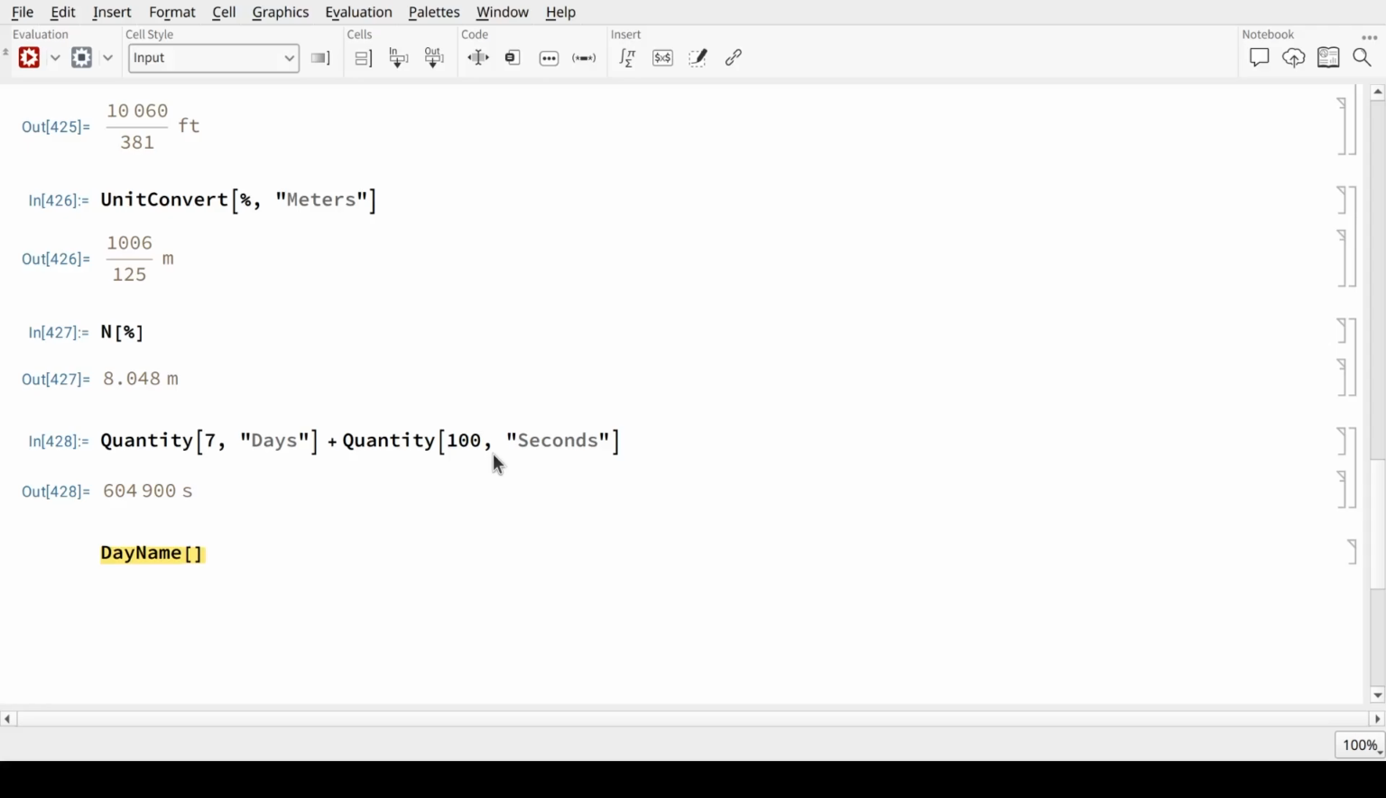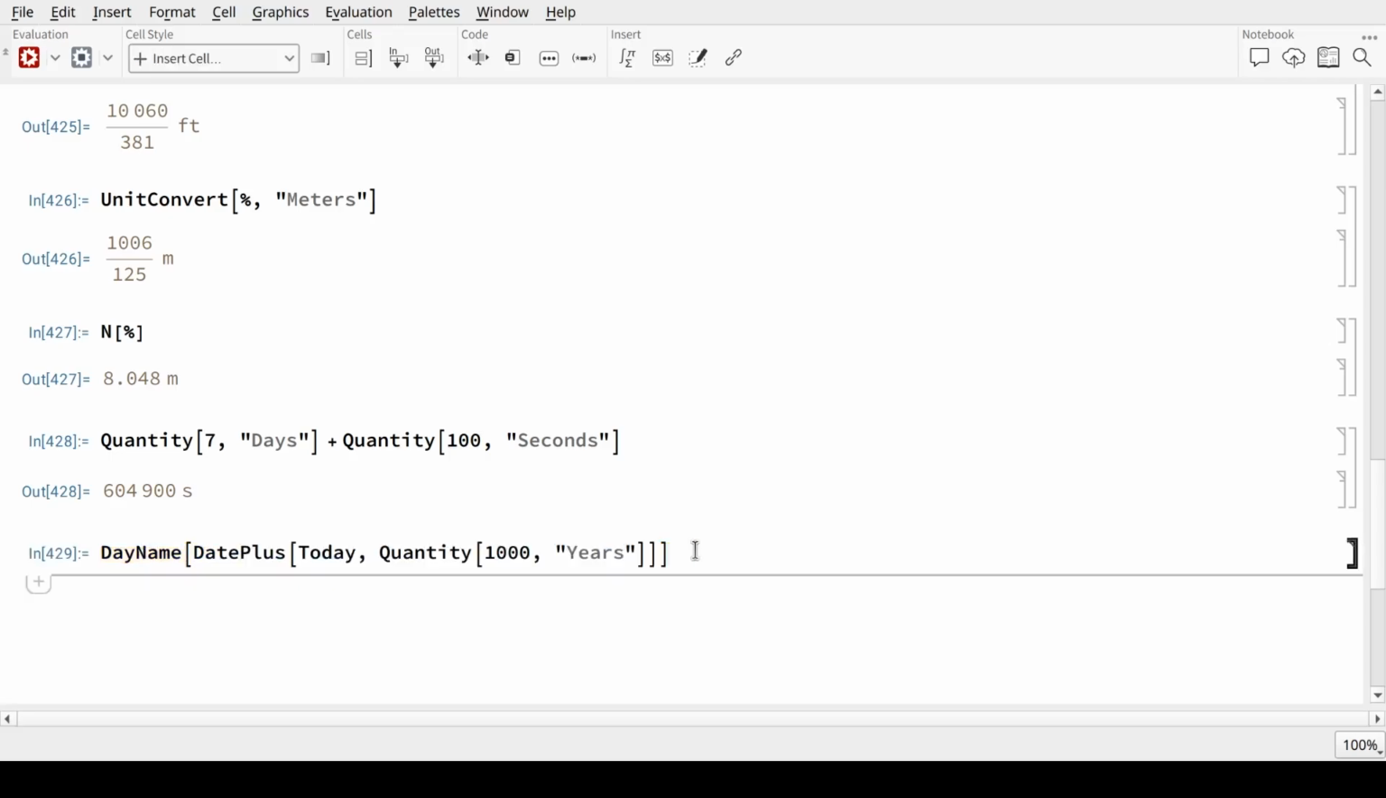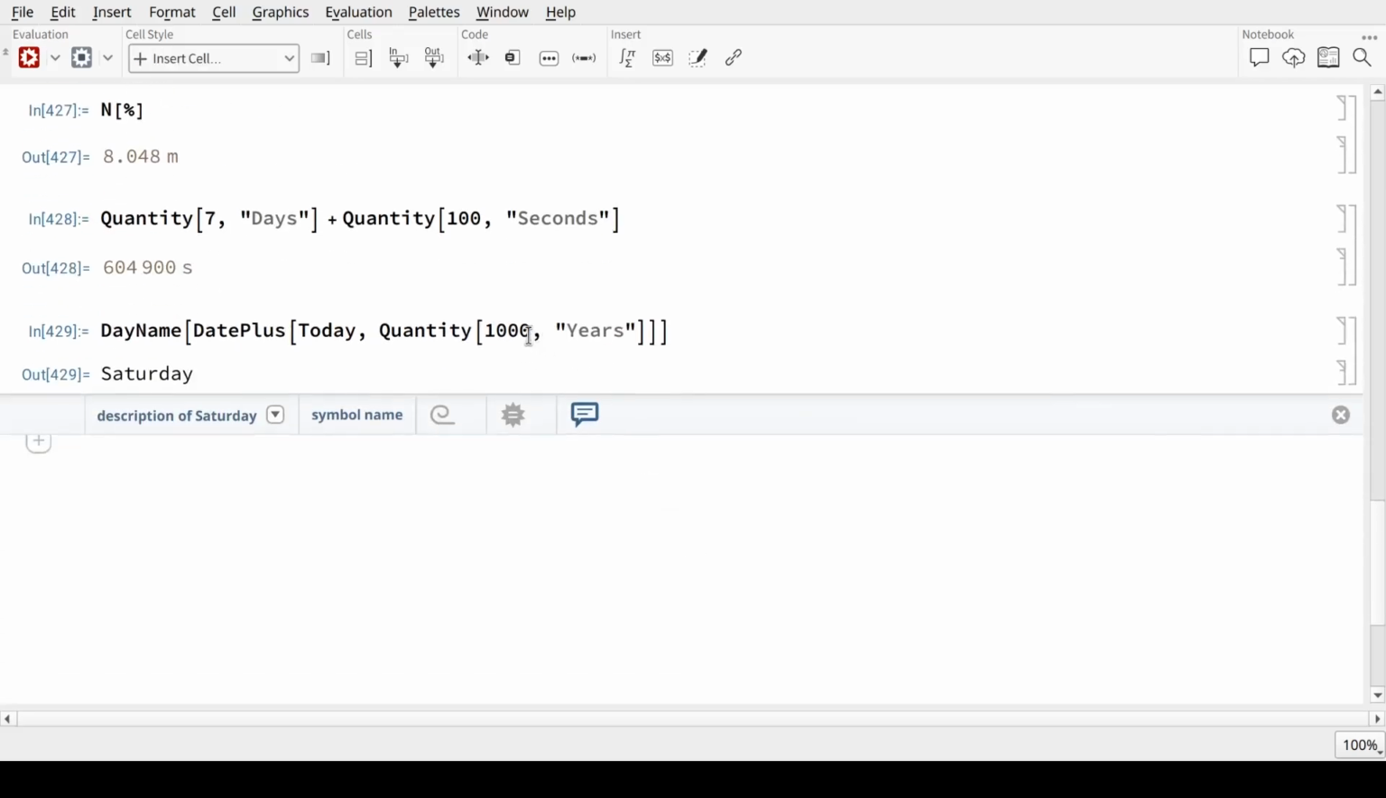The last example I want to demonstrate is what would happen if we add 1000 years to the current day and try to determine what day of the week it will be in 1000 years. It's very simple. We add today's date with this function DatePlus, and we add 1000 years to it, that is 1000 years. And then we feed this whole thing into DayName, and it gives us Saturday.